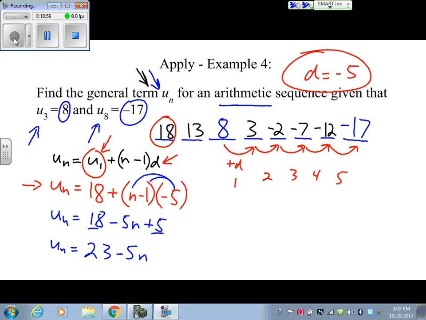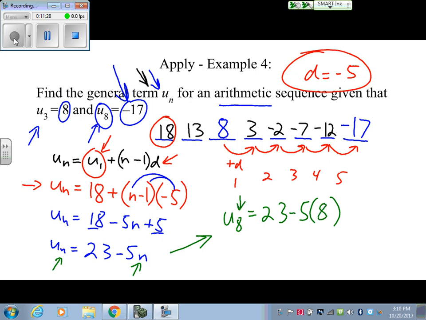So I'm totally done with this problem, but I'd like to double check it just to make sure it's true. So let's pick a number that I already know the answer to. The 8th term we already knew was negative 17. Well, let's see if it works. If I plug an 8 in for n, do I end up with negative 17? So let's put that work right over here. I'm going to have u sub n, but our n that we're looking for is 8, is equal to 23 minus 5 times n. And what is n? We just said it was 8. We're trying to figure out the 8th term. Why are we trying to figure out the 8th term? Because we already know it. And if we get the right answer of negative 17, that means our formula is correct.